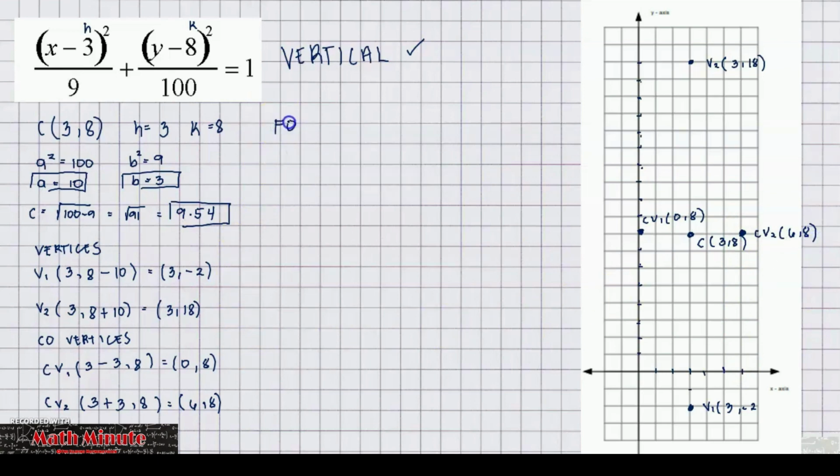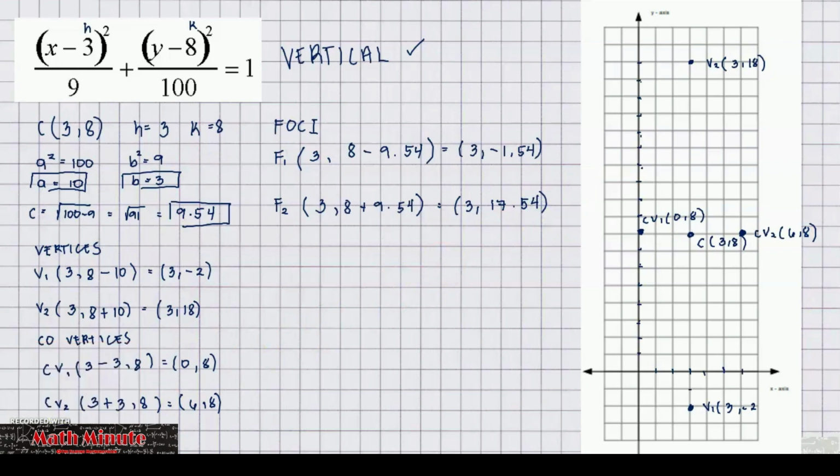Next will be your foci. For the foci, so f sub 1 and f sub 2, you will do the same as with the vertices. So we will add and subtract on k. So this will be 3, then copy k rather, then add or subtract 9.54. Then we simplify, this will be 3 and negative 1.54. Then f sub 2, that will be 3 and 17.54.